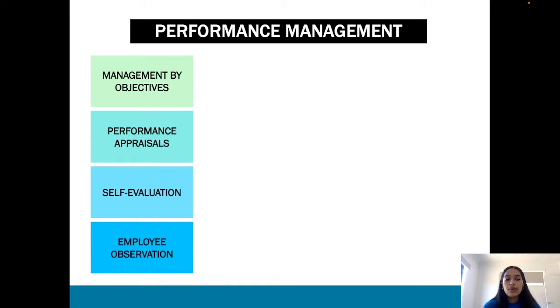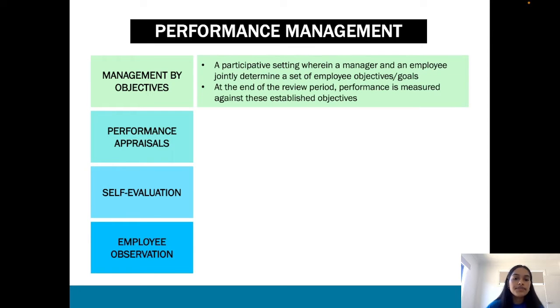Performance management. So we have these 4 different performance management strategies. So we have management by objectives. This is where it's a participative setting where a manager and an employee jointly determine a set of employee objectives and goals. So at the end of the review period, performance is measured against these established objectives.